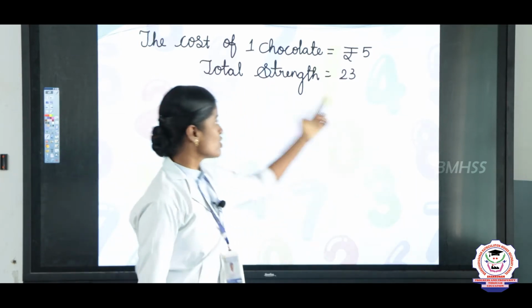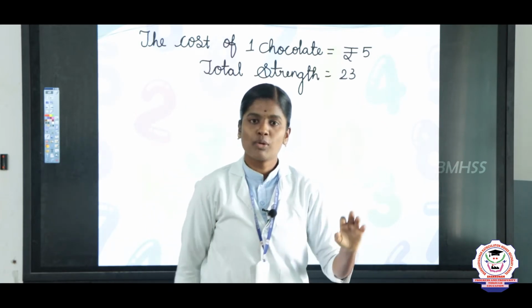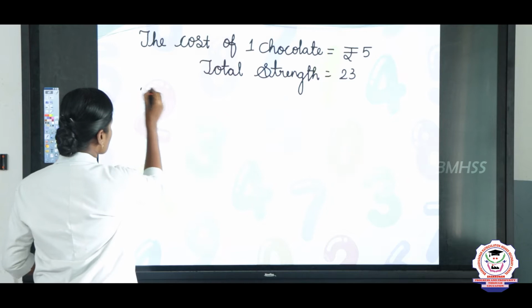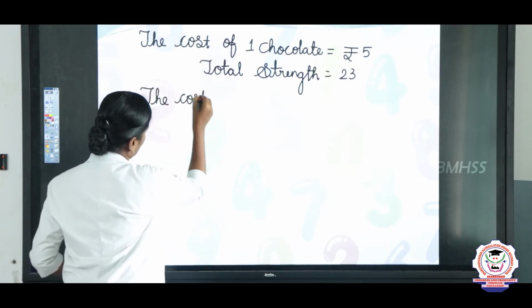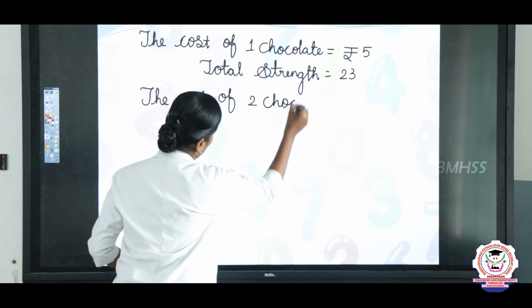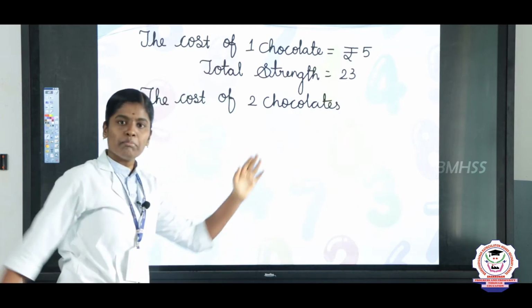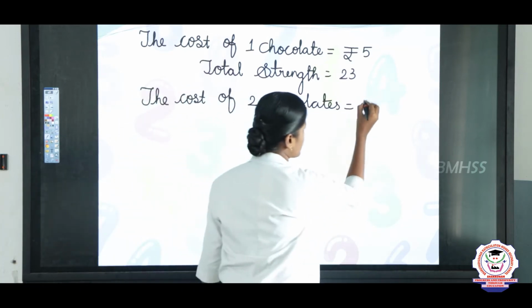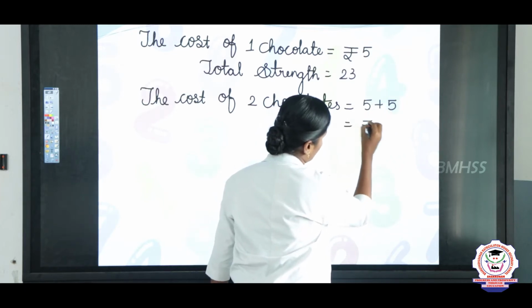Very good. So the cost of 1 chocolate is 5 rupees, which means the cost of 2 chocolates is 10 rupees. So the cost of 2 chocolates: take 5 plus 5. So the answer is 10.